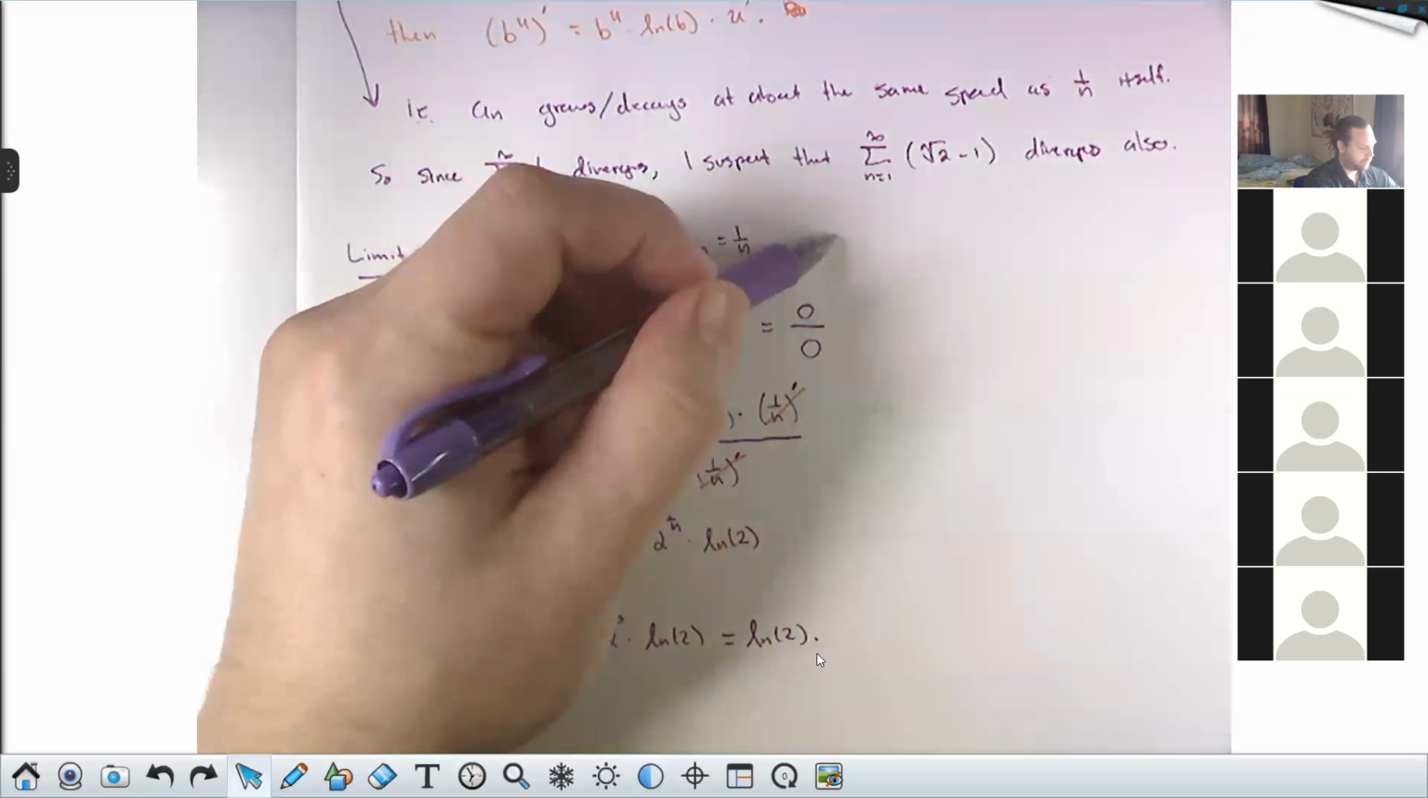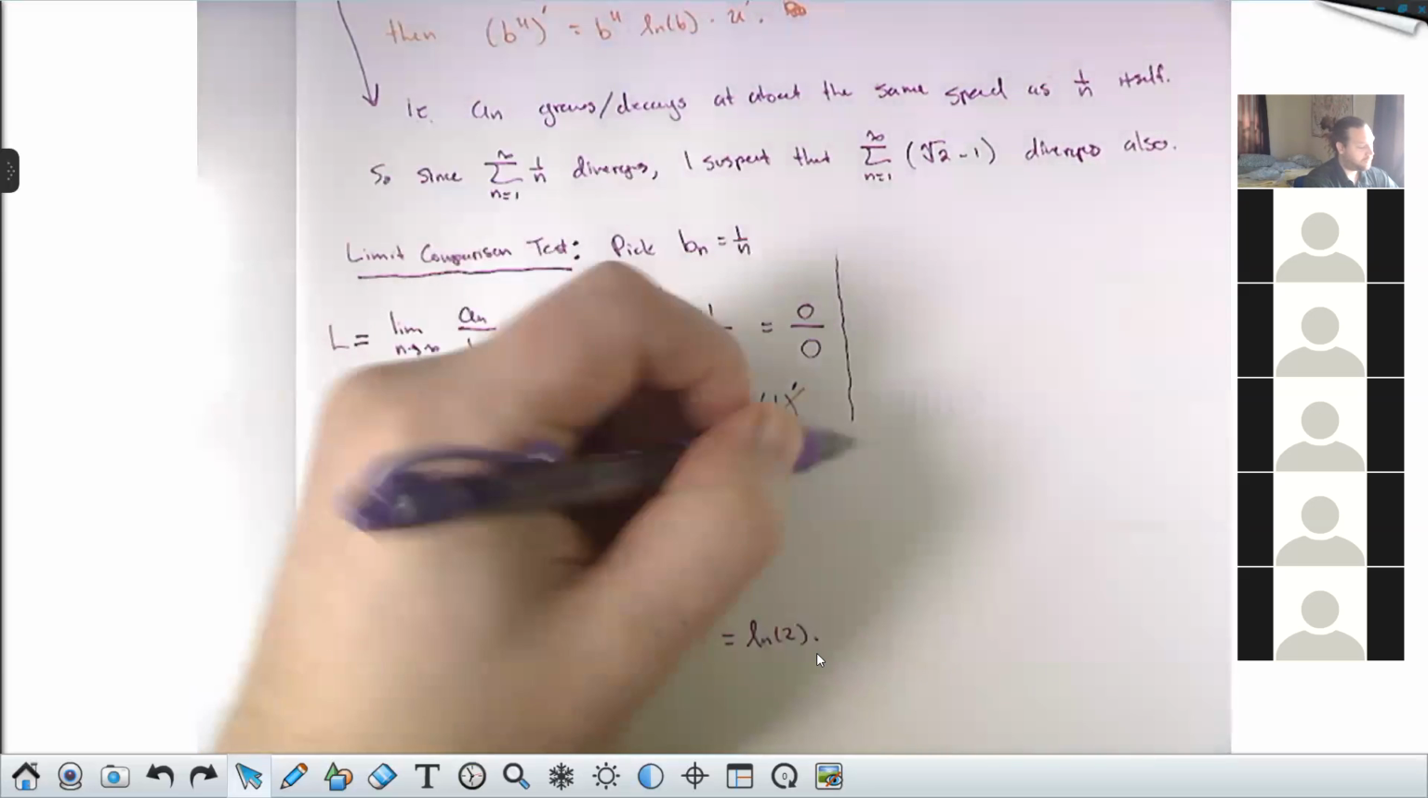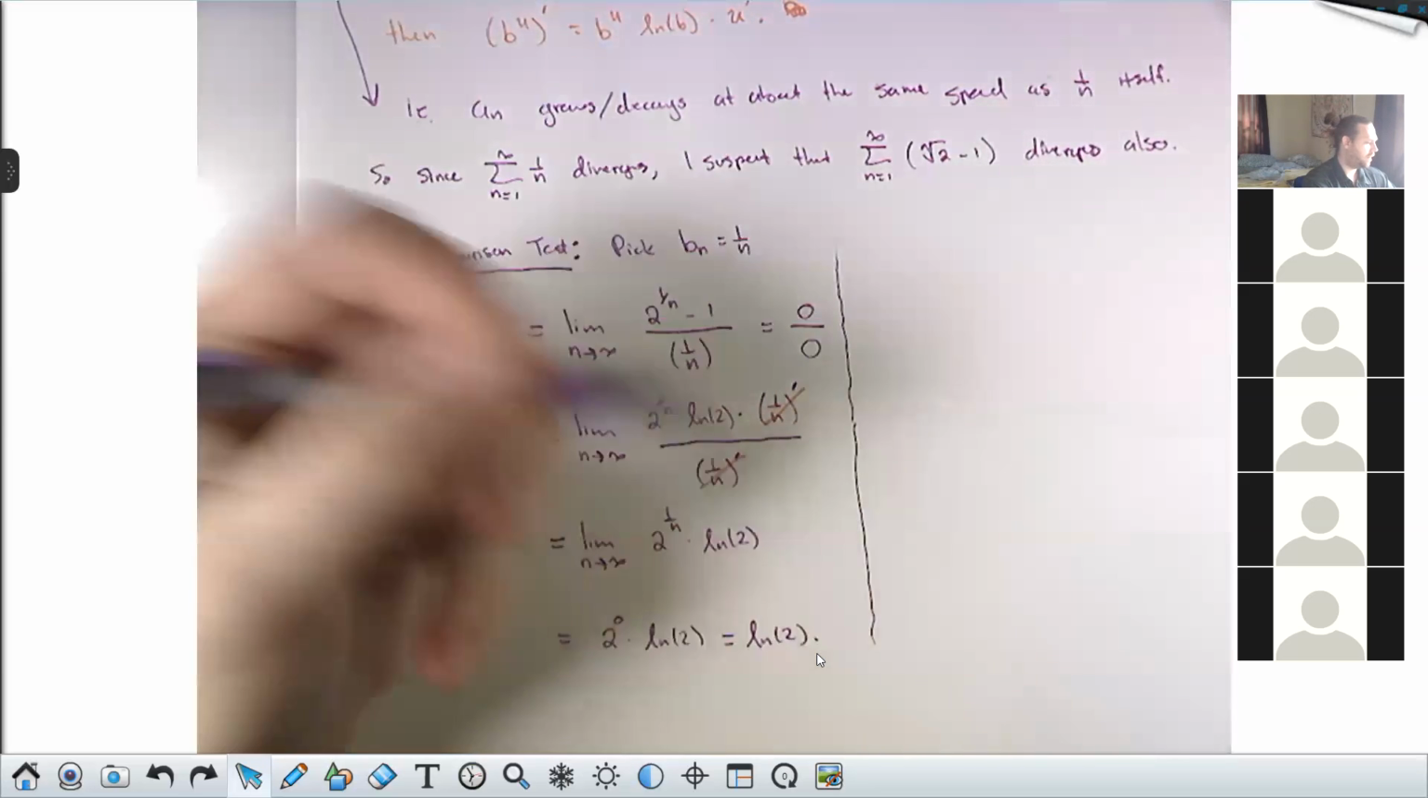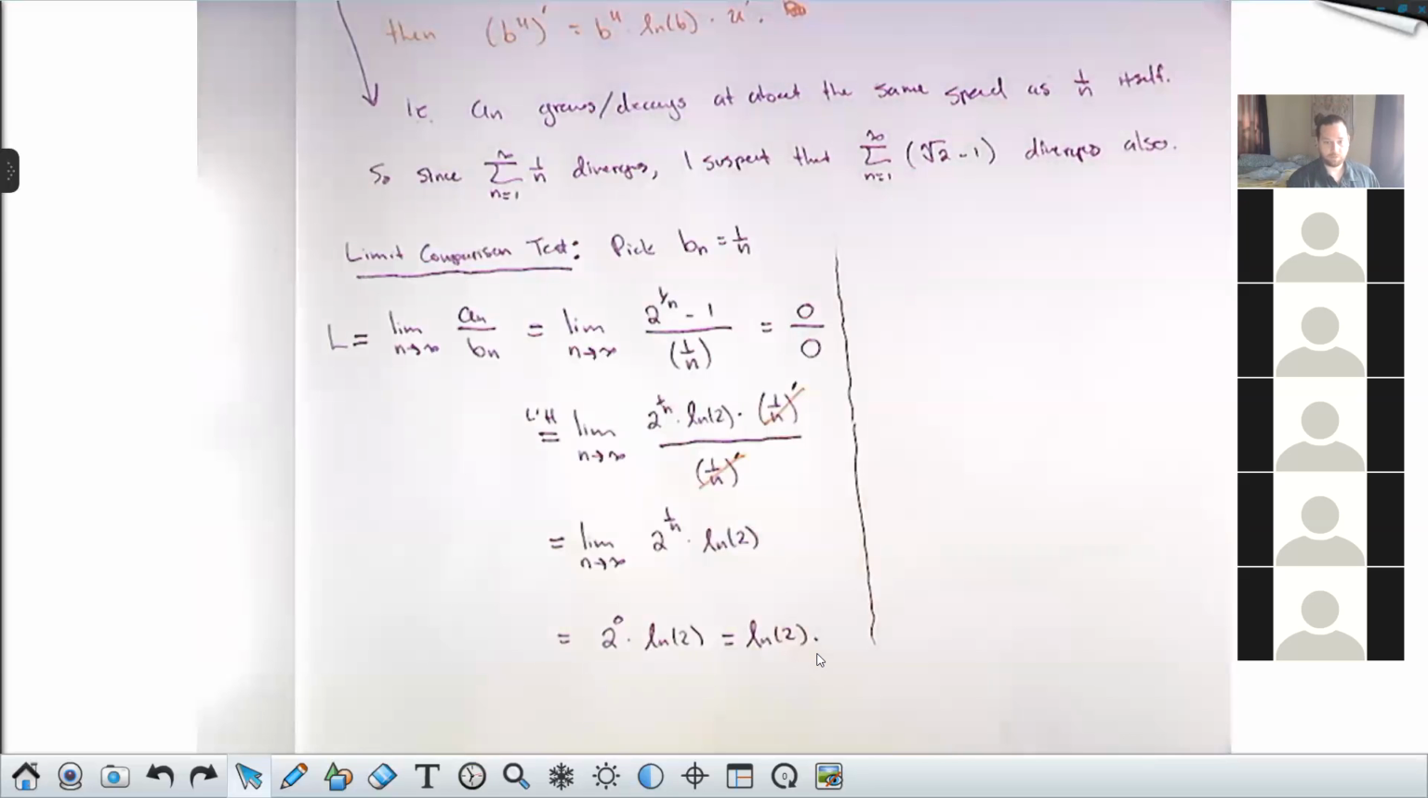A little less than e. It's a little less than the natural log of e, because 2 is a little less than e. What is the natural log of e? A little less than 1, basically. Yeah, very good. So this is a little smaller than 1.